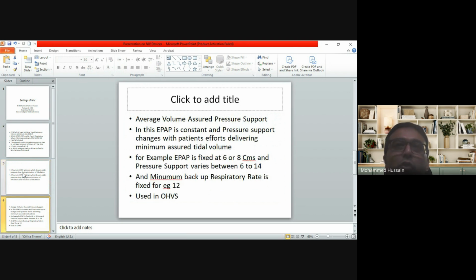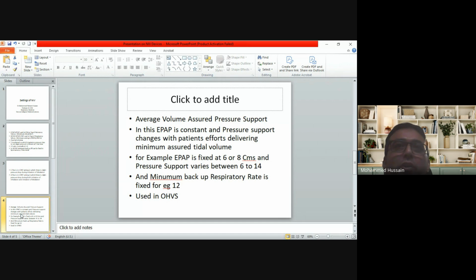Okay, okay, that is the drawback. And one more thing, in AVAPS, the pressure support varies because in some breaths they will have good effort, in some breaths they will not have good effort. So when breath effort is low, you give more pressure support, so that is called AVAPS, average volume assured pressure support. And here also the minimum backup rate is 12.